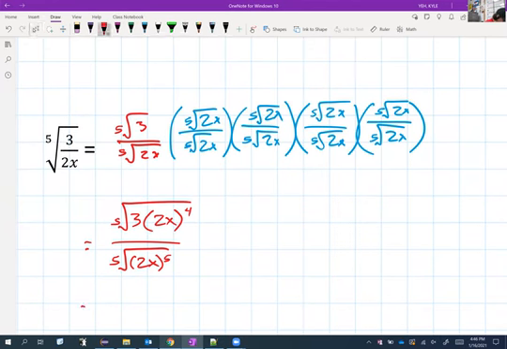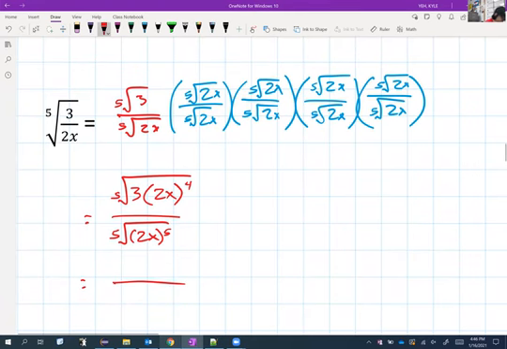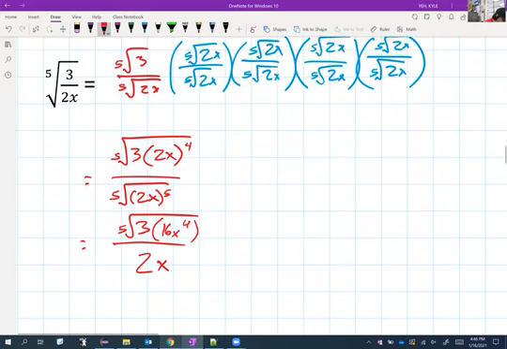And so on bottom, 5th root of 2x to the 5th is just 2x. On top, we could write that as 5th root of 3, 2 to the 4th. Let's just simplify that exponent. 2 times 2 times 2 times 2 is 16. x to the 4th. And so to close up shop for the day, 5th root of 3 times 16, 48 x to the 4th over 2x.